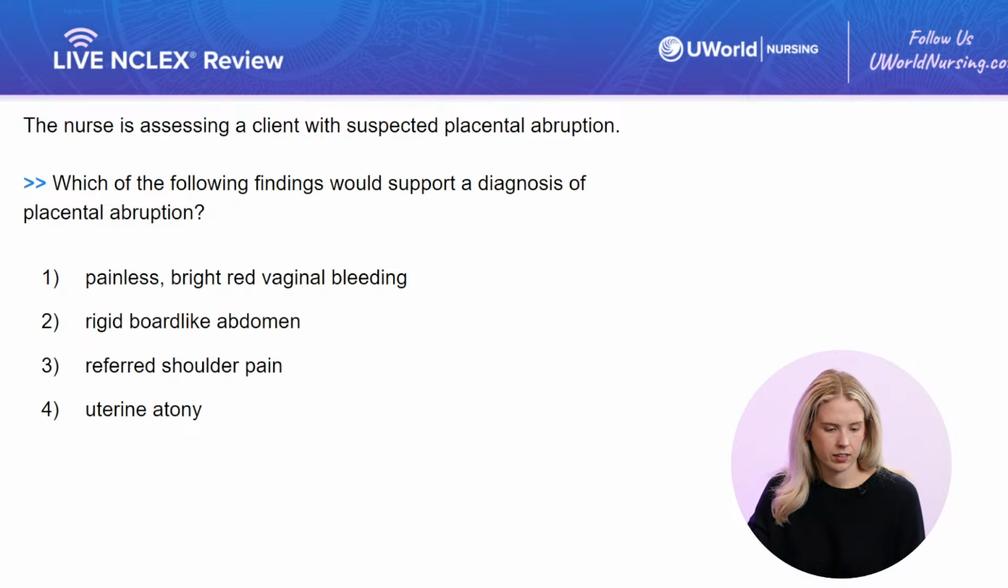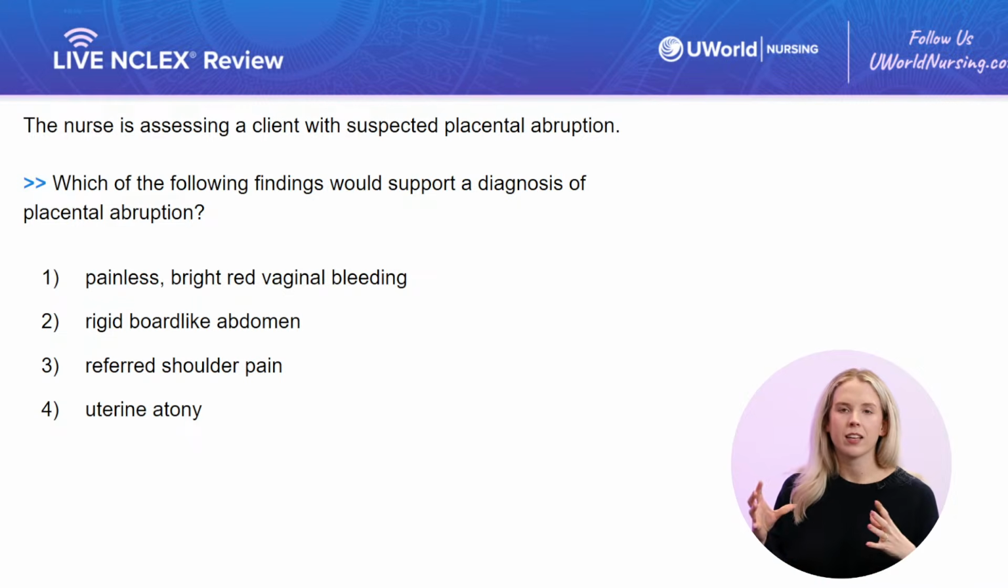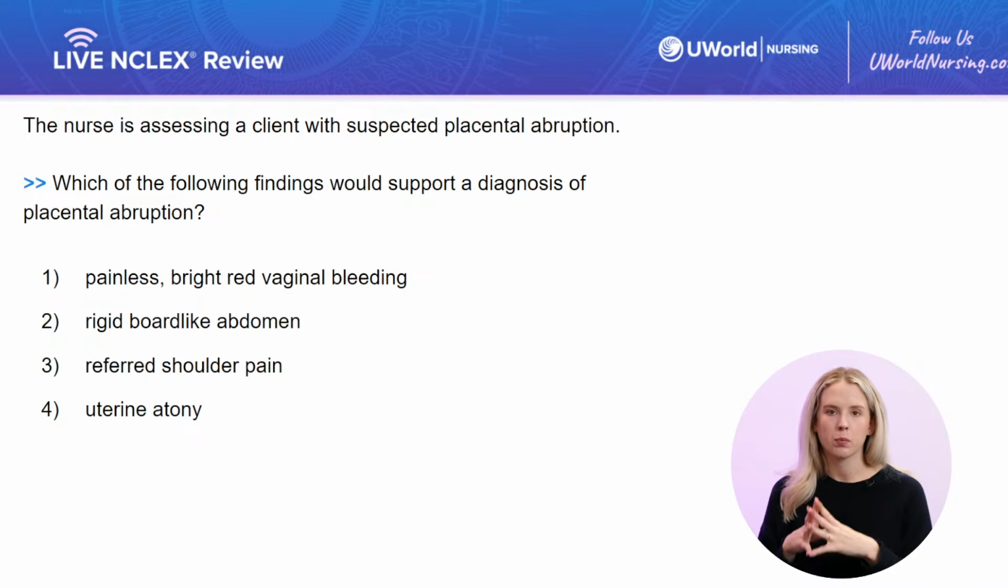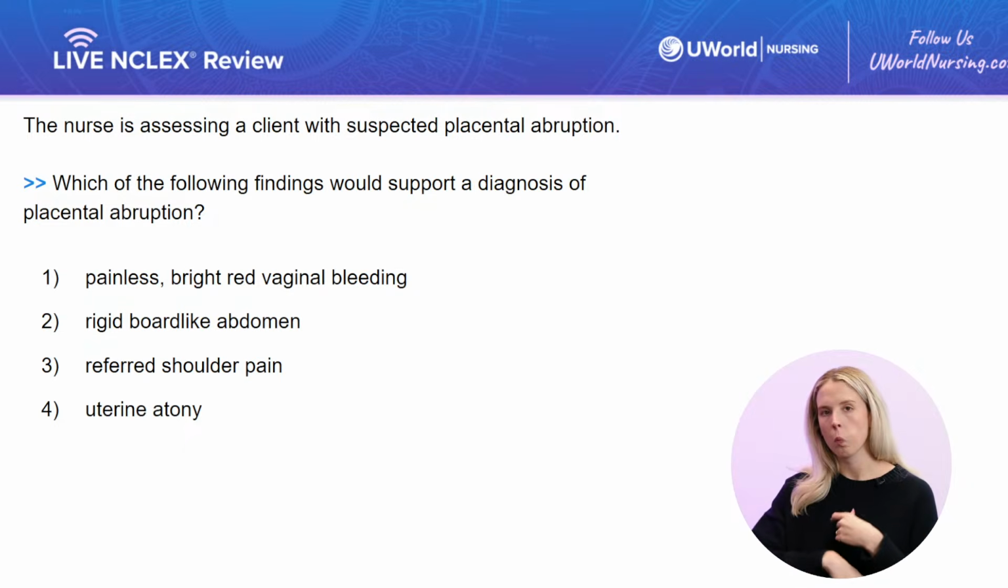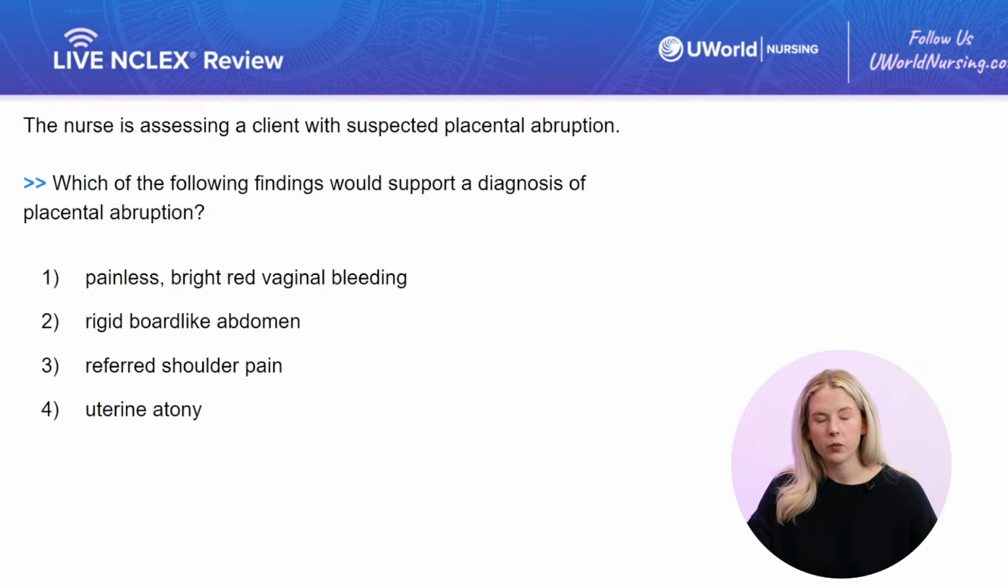All right. I see lots of answers coming in, and good news is almost all option 2. I saw a couple of 1s mixed in. So our correct option here was option number 2. That rigid board-like abdomen is a hallmark sign of placental abruption. When you see that as an answer choice, or maybe you see it in the description of what a client is experiencing or what the nurse has assessed, I want a little red flag light bulb to go off in your head that this sounds a lot like placental abruption. Options 1, 3, and 4 were incorrect.